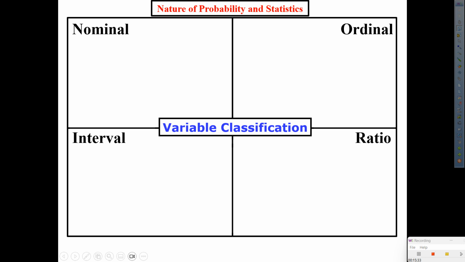But wait, you don't have your textbooks. What? But I got them on the screen. Let's go. All right, nominal, ordinal, interval, and ratio.